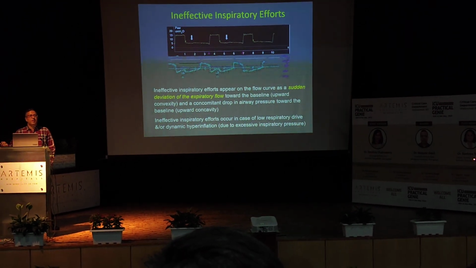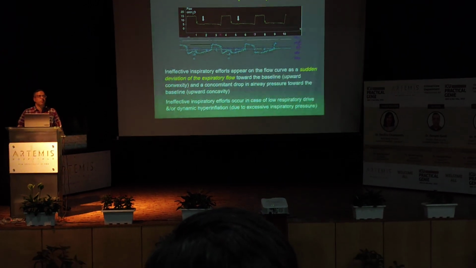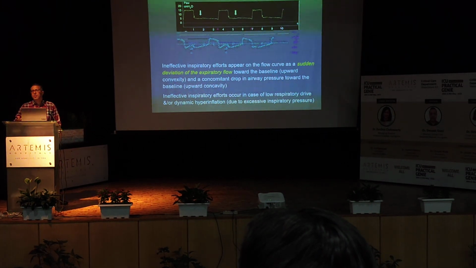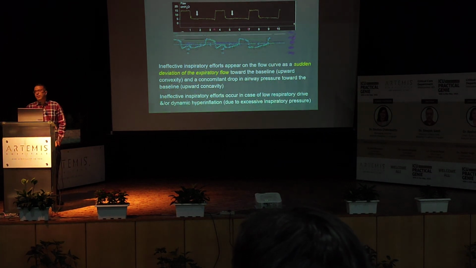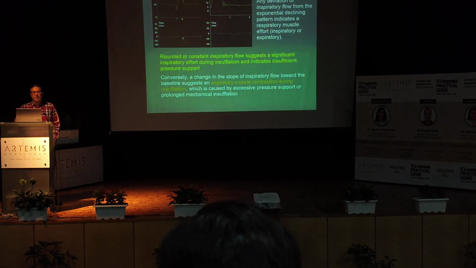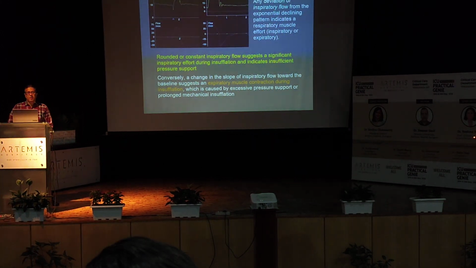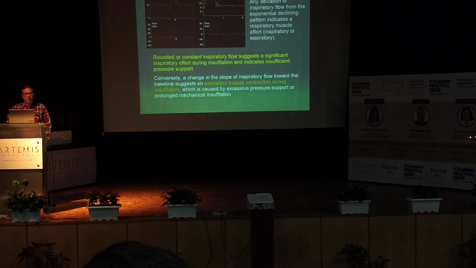So if you can identify the diaphragm contractility, you can identify the ineffective breath much more easily. Ultrasound can be one, but this can be transpulmonary pressure flow, which can identify the diaphragm. I will be showing you that, the electrical activity of the diaphragm. So any deviation of inspiratory flow from the exponential declining pattern indicates a respiratory muscle effort.